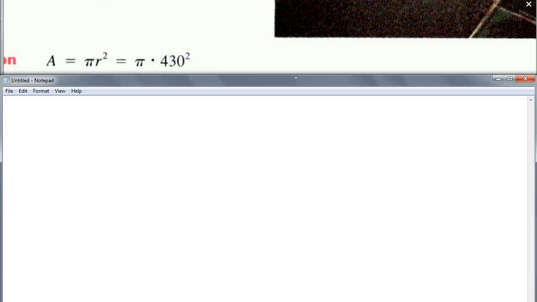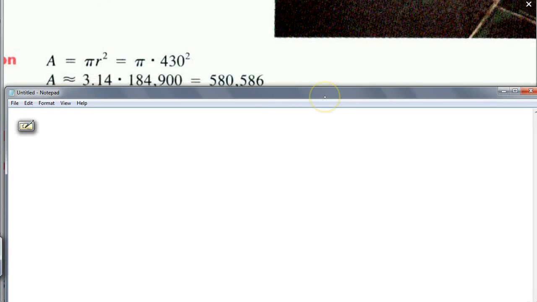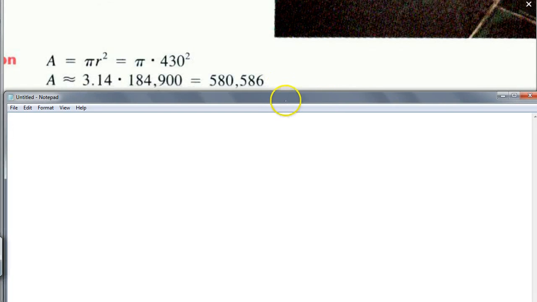Now, of course, you could use a calculator for this. When you punch in 3.14, you should have gotten 580,586. I'm done, right? No. Why am I not done? Yeah, you should have units squared. The unit they give us is not centimeters, but meters. But we're not done.